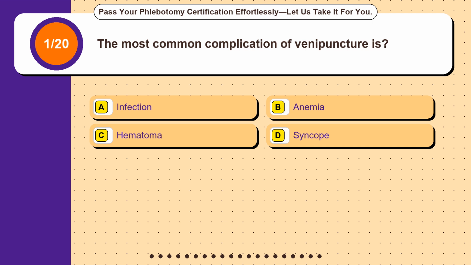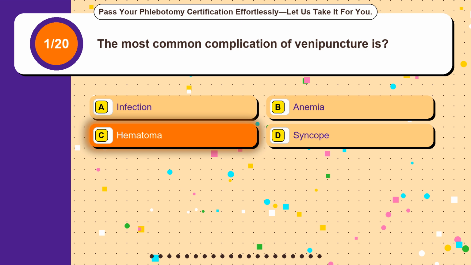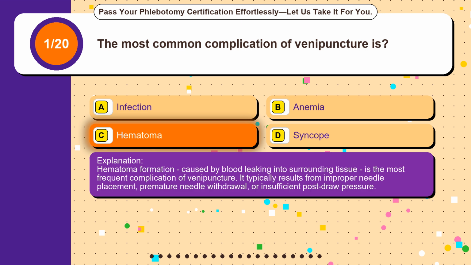Question 1. The most common complication of venipuncture is: Option A, infection. Option B, anemia. Option C, hematoma. Option D, syncope. The correct answer is Option C, hematoma. Hematoma formation, caused by blood leaking into surrounding tissue, is the most frequent complication of venipuncture. It typically results from improper needle placement, premature needle withdrawal, or insufficient post-draw pressure.